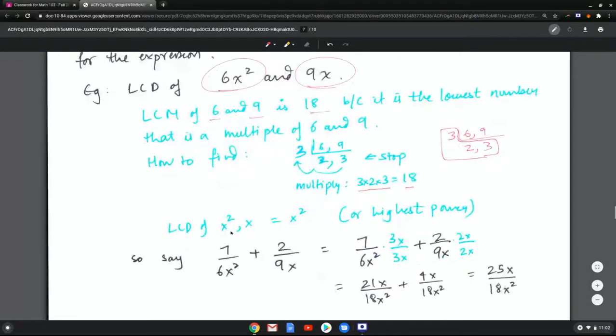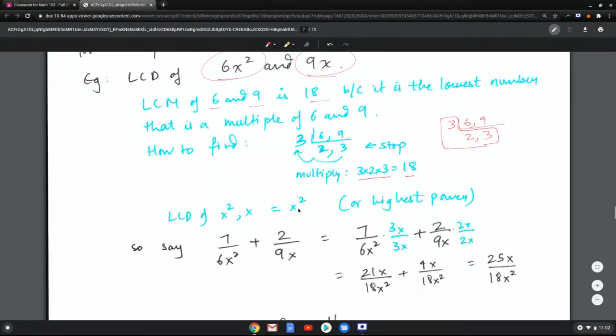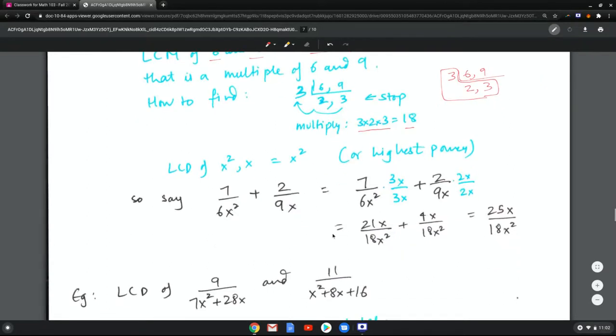Now when it comes to the variable part, it's really easy. It's just the highest power. So the highest power between x squared and x is x squared. And then you can complete this. So you know that, therefore, the LCD is 18x squared. To get 18x squared, I need to multiply 6x squared by 3, and so the numerator by 3, and 9x by 2x, and the numerator by 2x. So this is incorrect. It should be 21 plus 4x over 18x squared.